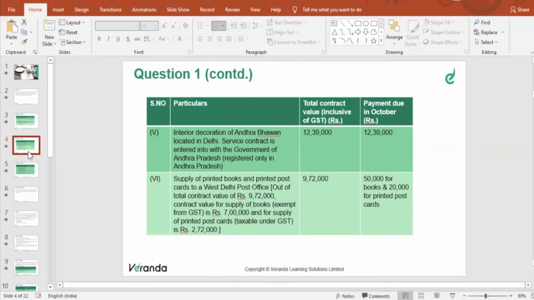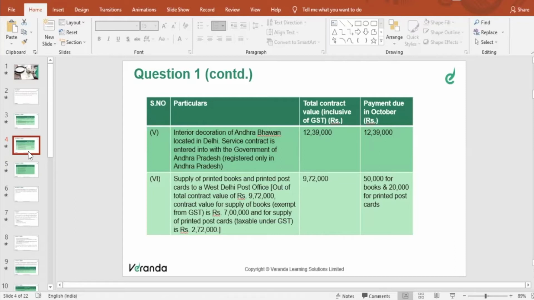It is interior decoration services provided to the government of Andhra Pradesh. From Delhi, we are providing services to the government of Andhra Pradesh. In our mind, ideally, it should be an IGST transaction. Continuing, the interior decoration of Andhra Bhavan, which is located in Delhi. So the property for which we are doing the interior decoration services is well within Delhi only. Now, section 12 will trigger.